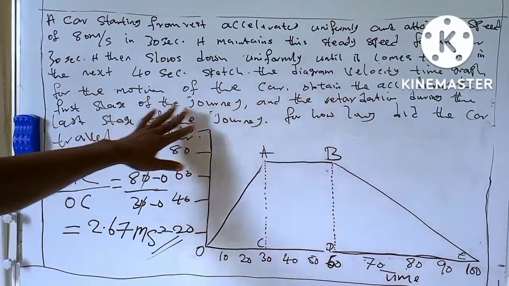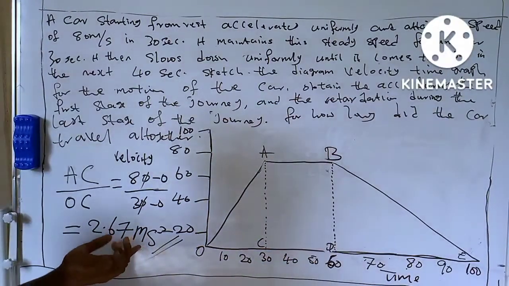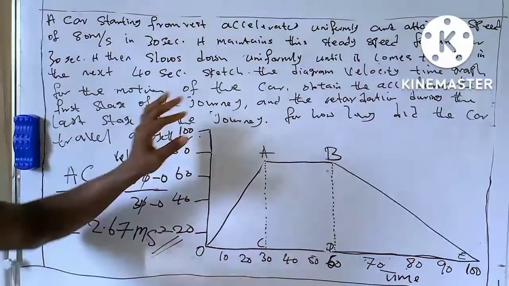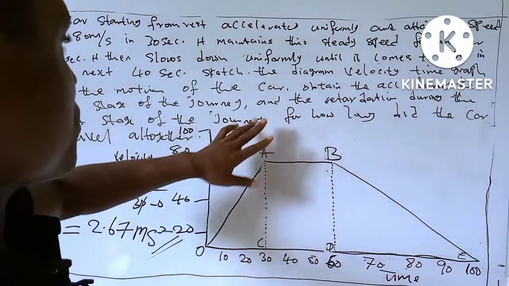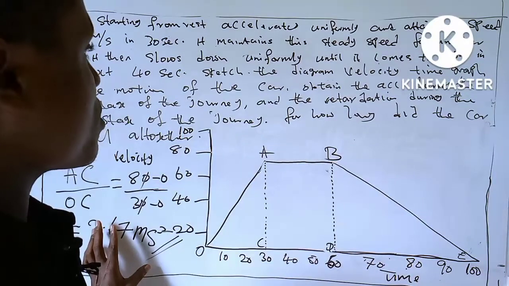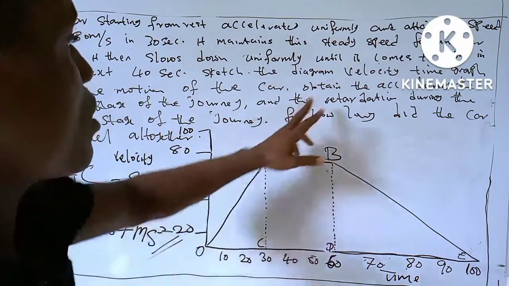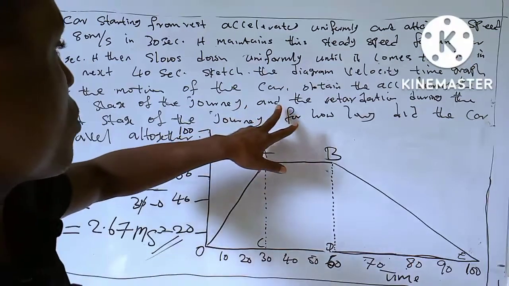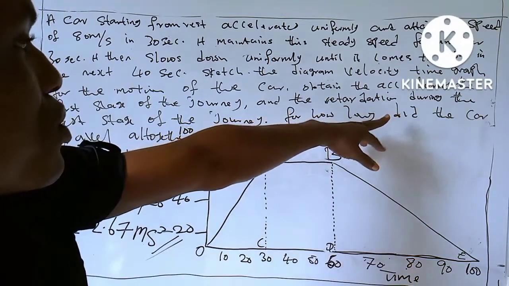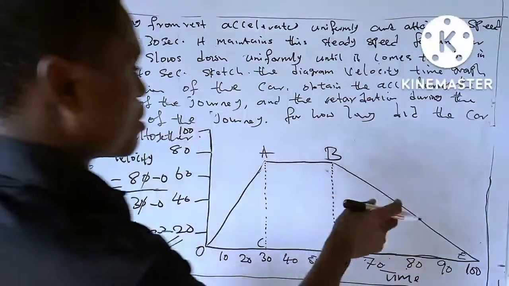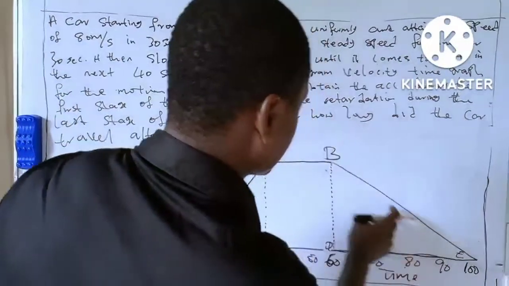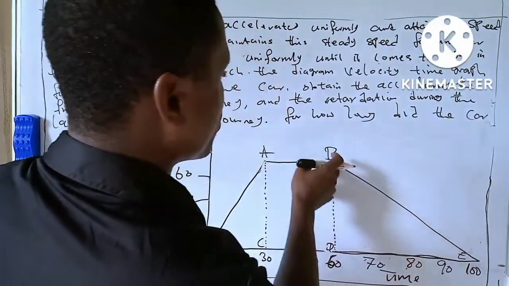Obtain the acceleration during the first journey. So this is the acceleration. We have answered our second question. Let's go to our third question. Please, if you don't understand, you can rewatch the video for more understanding. Our third question is what? The retardation during the last stage of the journey. I've told you before, here is the retardation or the deceleration.